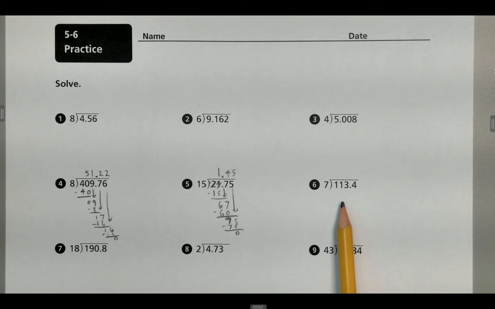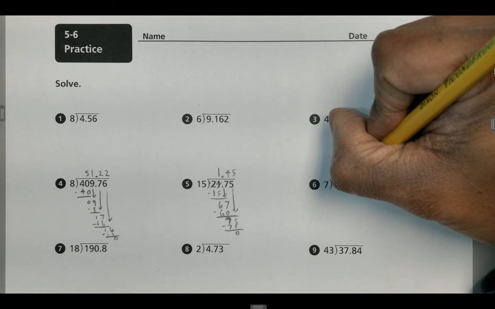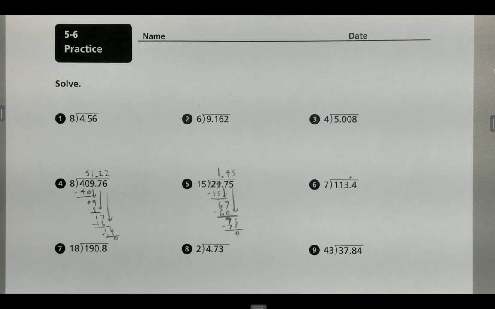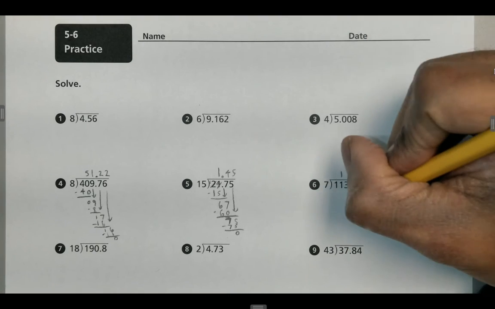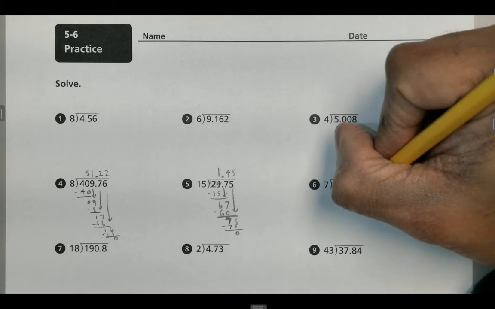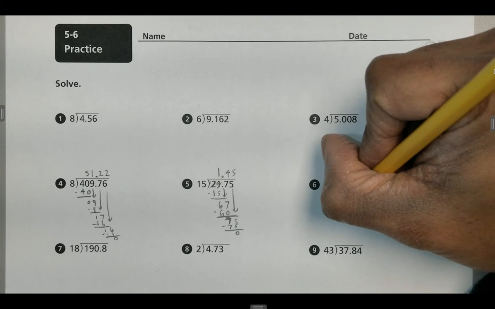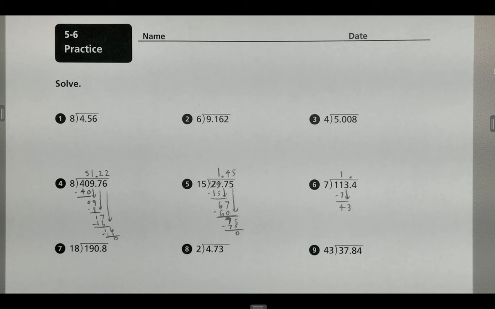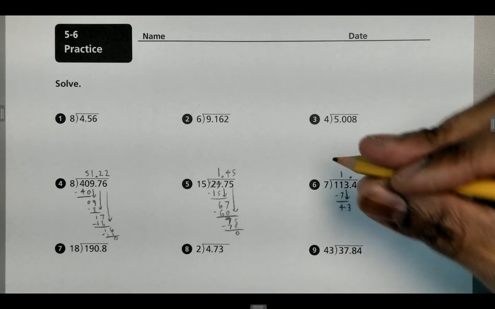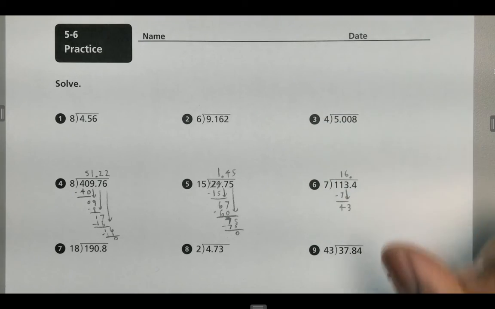Moving on. Same situation. Same steps. Insert the decimal point right above where you see it lie and solve. 7 goes into 1. No, 7 goes into 11 one time. 7 times 1 is 7. Subtract that out. 11 minus 7 is 4. Let's do our bring down. The new number that's formed is 43. 7 goes into 43 6 times.